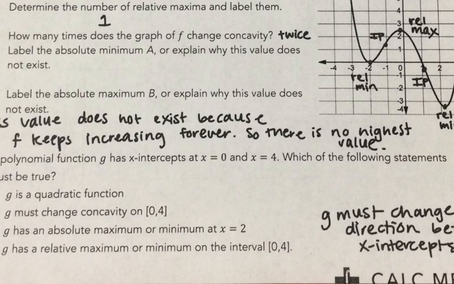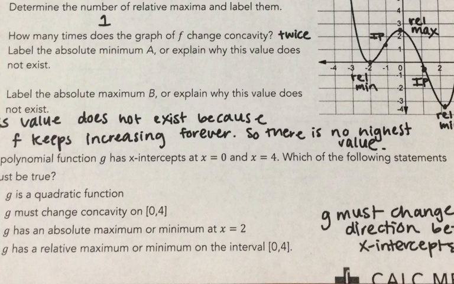C, G has an absolute maximum or minimum at x equals 2. Okay, so if we knew it was a degree 2 polynomial, which is a quadratic, it would have an absolute maximum or minimum at x equals 2 because there's an axis of symmetry. But it goes back to we don't know for sure it is degree 2. It could be like this, a degree 3 polynomial that I drew with 2 x-intercepts.